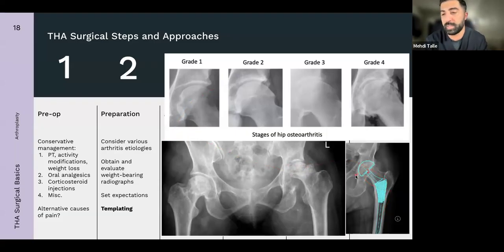But other than that, it's similar: obtaining weight-bearing radiographs, setting expectations, and then templating, which in total hips is often more commonplace than in knees. What templating allows you to do is, one, get a general sense of how big of implants you're going to be able to get into this patient's native pelvis and femur. And two, depending on where things are sitting as you template them, you can expect or even aim for different amounts of offset or leg length change. I don't want to get too far into the weeds of that, but just know the general role of templating and the benefits you can get from it.